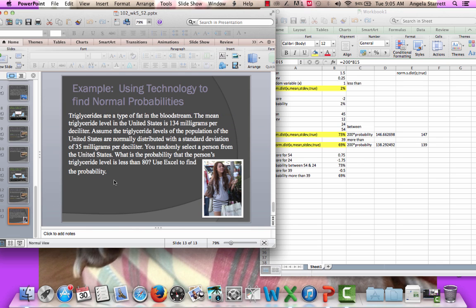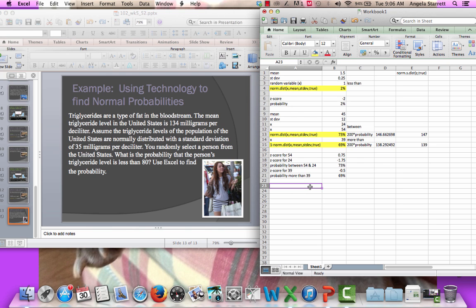Okay, let's do one more. Hopefully some of you recognize the picture that I put on this slide. You'll see that's Miley Cyrus. Triglycerides are a type of fat in the bloodstream. The mean triglyceride level in the United States is 134 milligrams per deciliter. So here's a good old nursing example. Assume the triglyceride levels of the population of the U.S. are normally distributed with a standard deviation of 35 milligrams per deciliter. You randomly select a person from the U.S. We randomly select Miley Cyrus. What is the probability that the person's triglyceride level is less than 80?